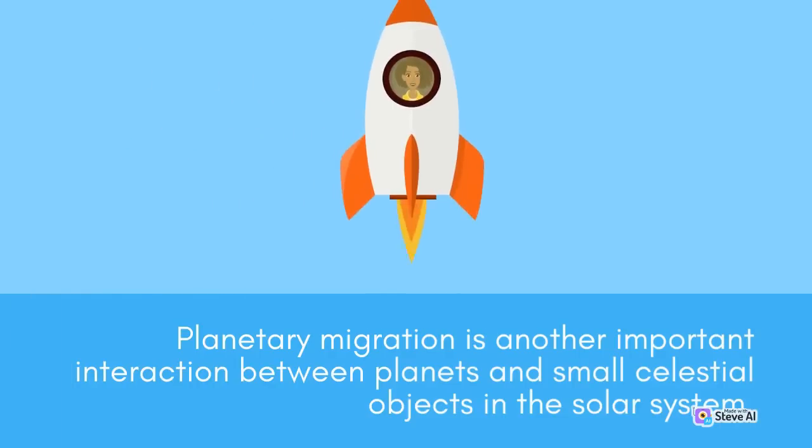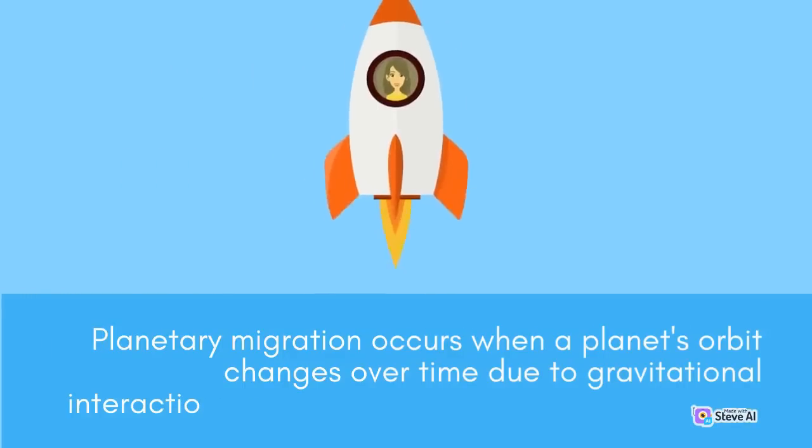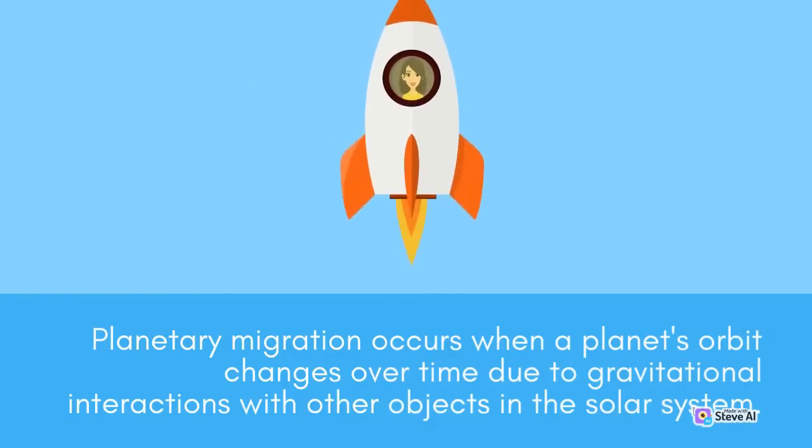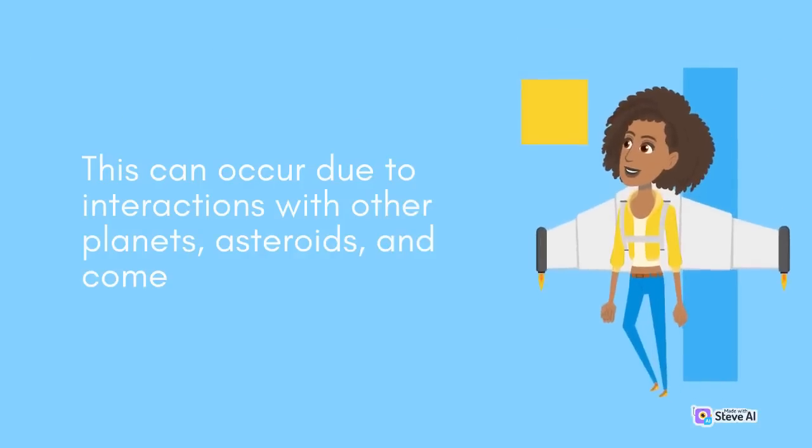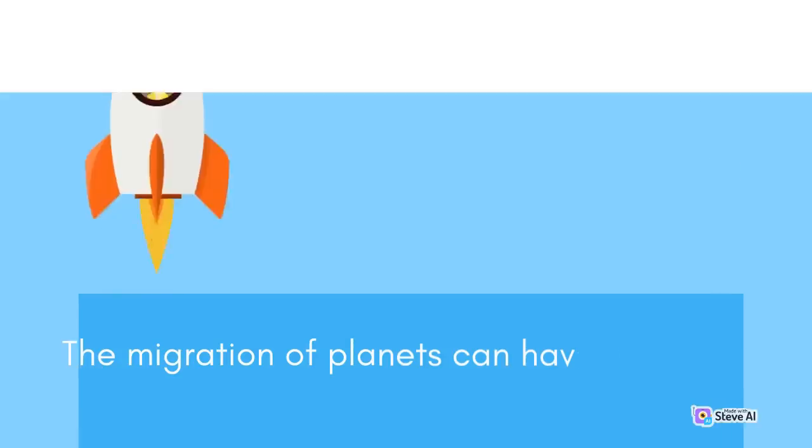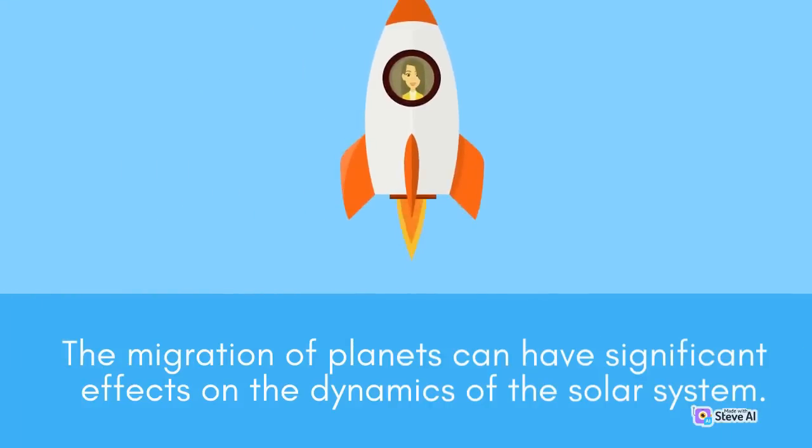Planetary migration is another important interaction between planets and small celestial objects in the solar system. Planetary migration occurs when a planet's orbit changes over time due to gravitational interactions with other objects in the solar system. This can occur due to interactions with other planets, asteroids, and comets. The migration of planets can have significant effects on the dynamics of the solar system.